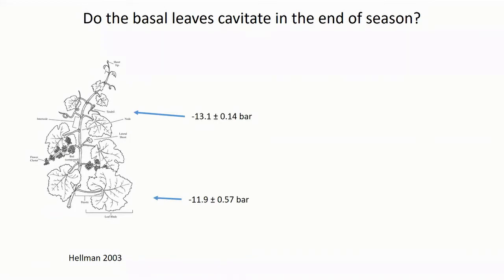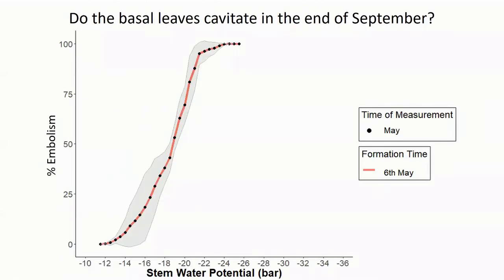One aspect to answer that question is the fact that there is a gradient of water potential within the shoot. The basal part of the stem is at -12 bars, whereas the apical part of the stem is at -13 bars. So the basal leaves are not exposed to as significant a water potential as the apical leaves. If we look at the vulnerability curve of the basal leaf, the leaf that I showed you earlier, it was formed on the 6th of May and measured by the end of May. You can see that at 12 bars, there is hardly any cavitation in it.